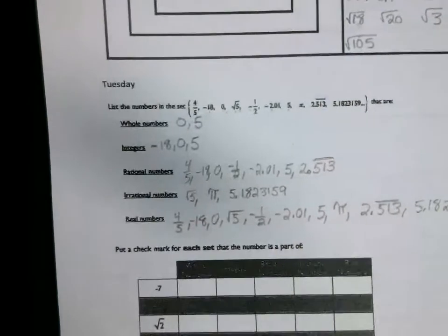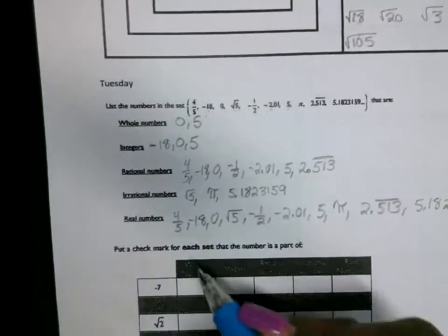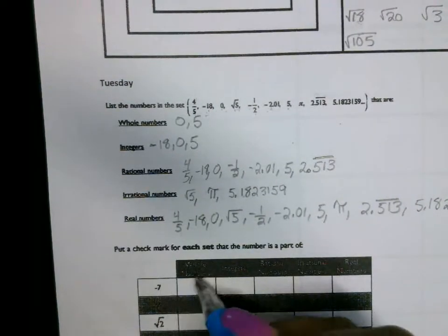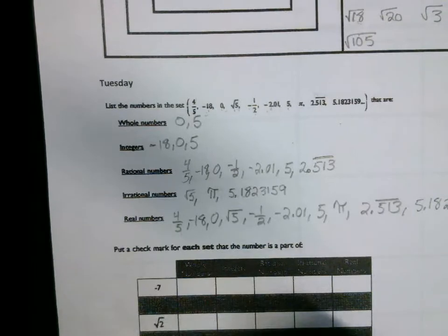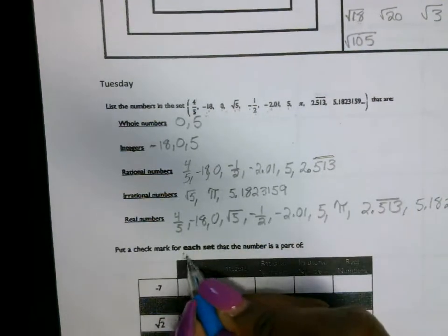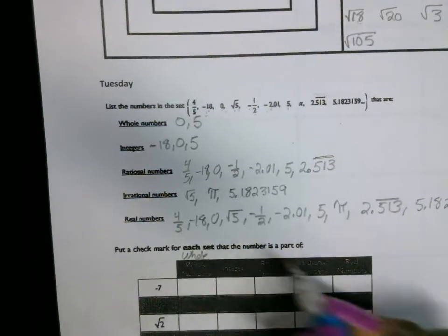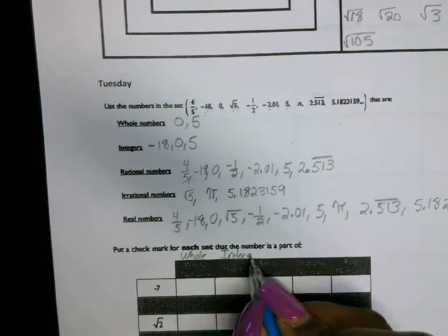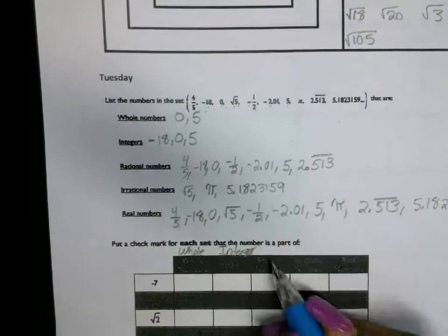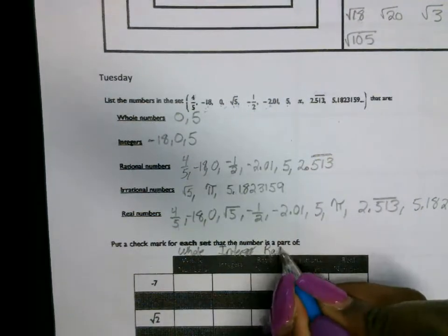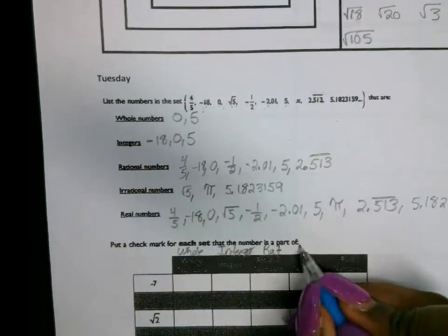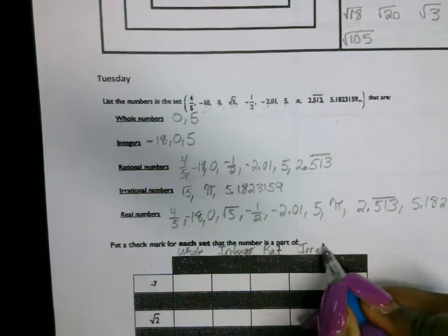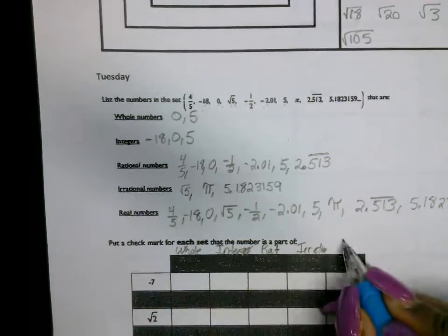Okay? So now I want you to do the chart by yourself. I want you to put an X on which one of these numbers is going to be a whole number. Which of them is going to be an integer? Put a check in the box if the number is an integer. This is rational. I'm going to abbreviate and put rat. Irrational, and real number.